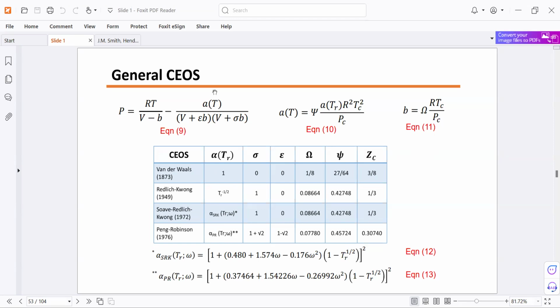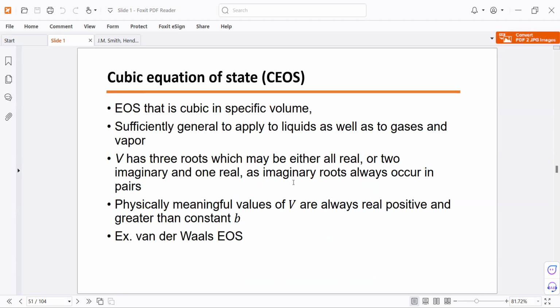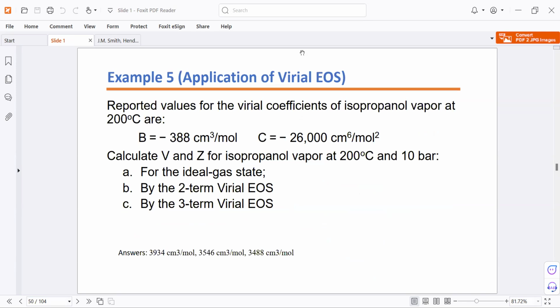Actually, you will substitute A as a function of t with this equation. And inside that equation, that is where the alpha as a function of the reduced temperature can be used based on this column. So when using van der Waals, you substitute 1 to this equation, and then you substitute that resulting equation back into the GCEOS. All right, so that's the correction. Let's solve example 5.